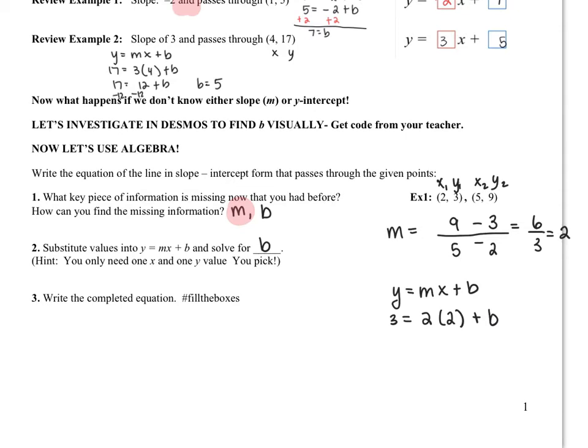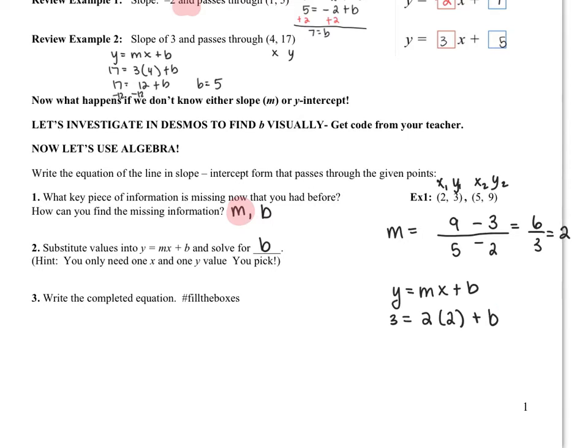So again, just to review what we just did, y I chose to replace with 3. I got that from this ordered pair. M, which is my slope, was 2. X now has to come from the same ordered pair as the y, which was 2, and I don't know my b value. I could have chosen 5 for x and 9 for y, and I would end up with the same equation in the end. But let's keep going with this one.